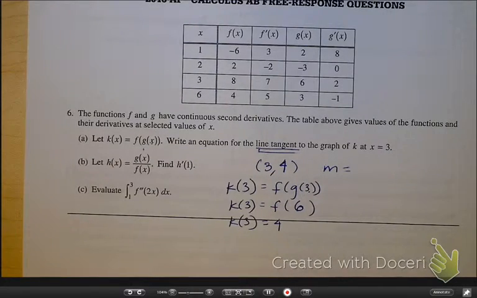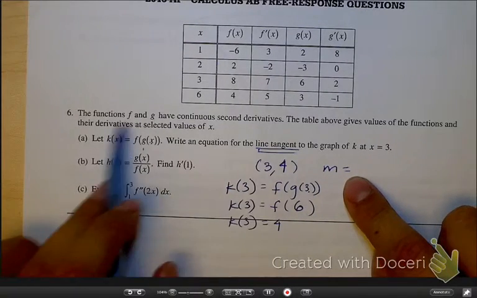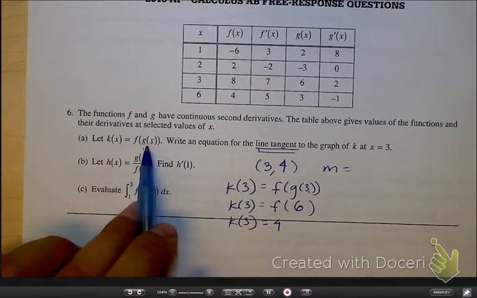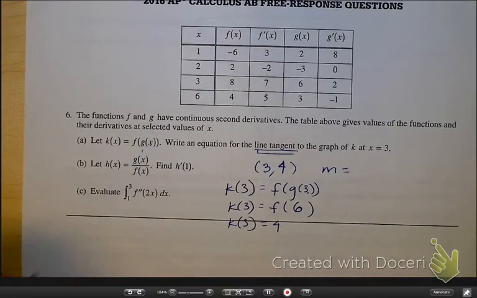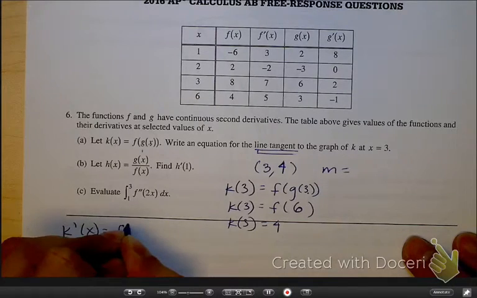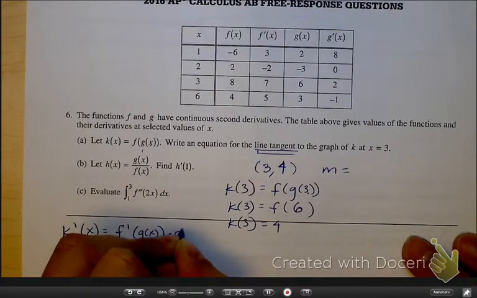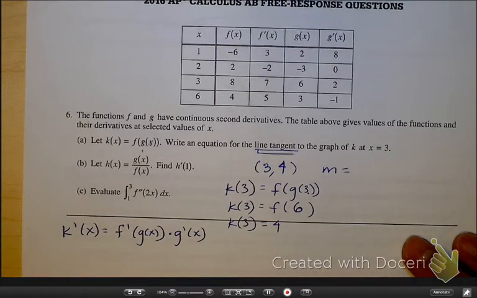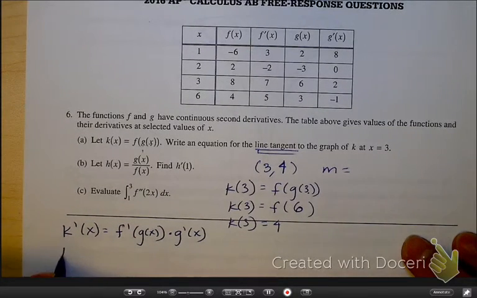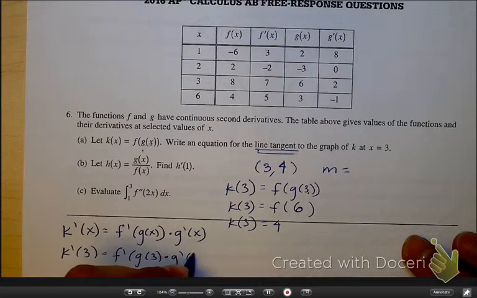So I have a point, now I need a slope. In order to find the slope of a tangent line, I need the derivative. So that means I need to find the derivative of k. And again, this is a composition, which means we need to use the chain rule. So k prime of x equals the derivative of the outside, that's f prime of the inside, times the derivative of the inside, that's g prime of x. So now let's plug in 3 to that. So we get k prime of 3 equals f prime of g of 3 times g prime of 3.